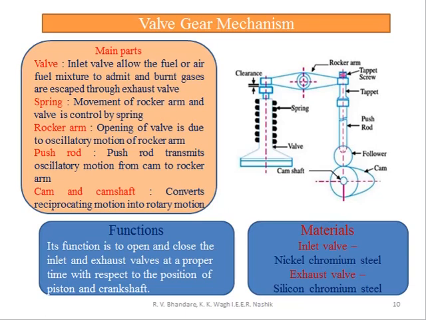The function of the valve gearing mechanism is to open and close the inlet and exhaust valves at the proper time, so we get high performance of the engine. When we talk about the material, the inlet valve is basically nickel chromium steel. We know that the temperature at the inlet valve is less compared to the exhaust valve. Exhaust gases have a high temperature, so silicon chromium steel is generally used for the exhaust valve.